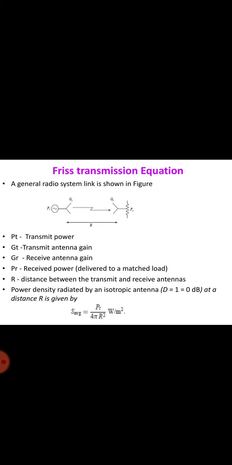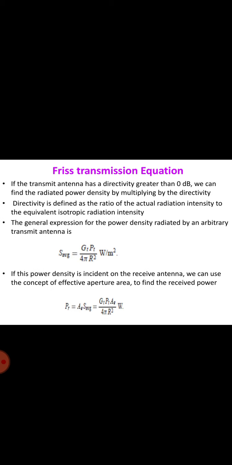Okay, and the power density radiated by an isotropic antenna can be given as S average equal to PT by 4 pi R squared, in watts per meter squared. This result reflects the fact that we must be able to recover all the radiated power by integrating over a sphere of radius R surrounding the antenna, since the power is distributed isotropically, and the area of the sphere is 4 pi R squared.